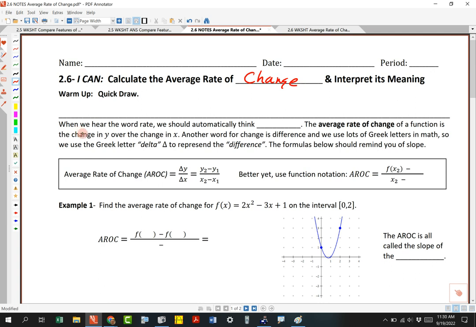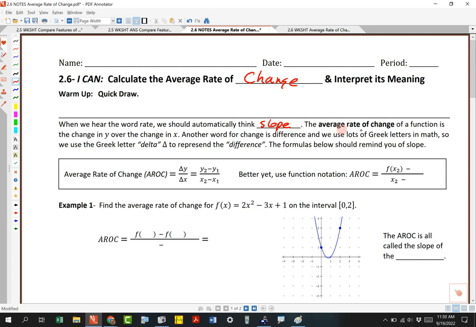So I'm hoping somebody in here knows this. When we hear the word rate, we should automatically think, Luke? Ratio. You could, but not in this case. Slope. Okay? When somebody says rate in a math class, you should automatically think that a graphic representation of that is slope. It's how steep something is.